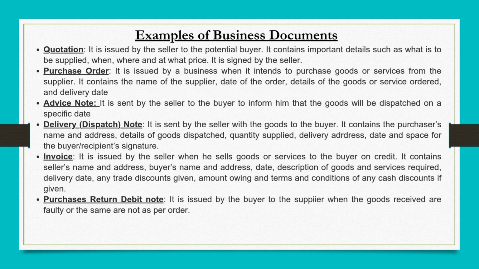Examples of business documents. Quotation. It is issued by the seller to the potential buyer. It contains important details such as what is to be supplied, when, where, and at what price. It is signed by the seller.